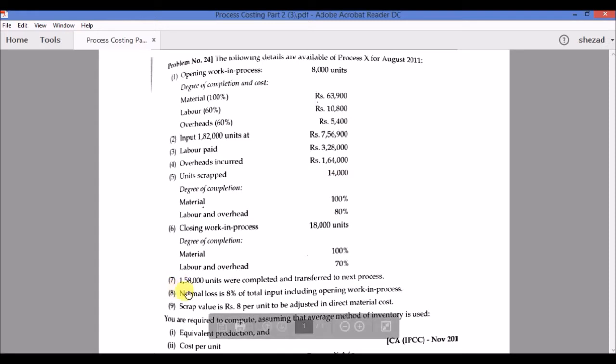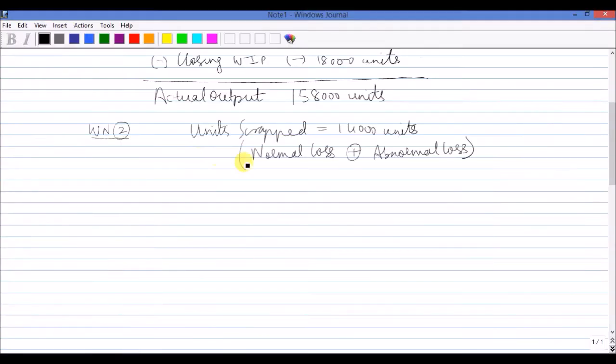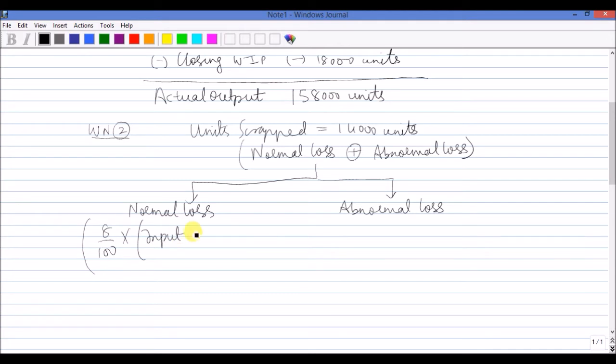Then friends, the adjustment. Normal loss is 8% of the total input including opening work in progress. So normal loss is 8%. So I can divide this into two parts. One is the normal loss, and the other one would be the abnormal loss. So normal loss is 8% of the input plus they have said the opening work in progress.